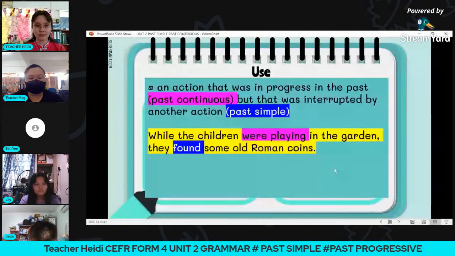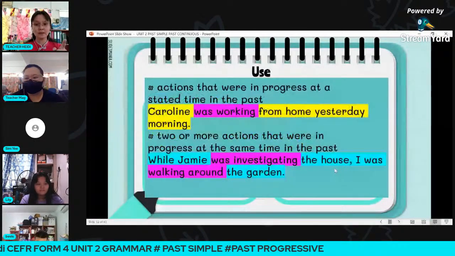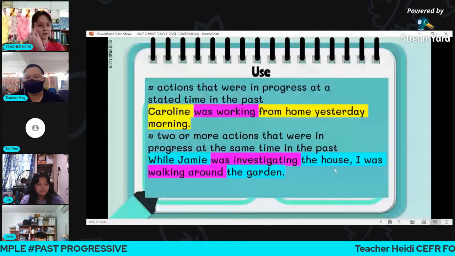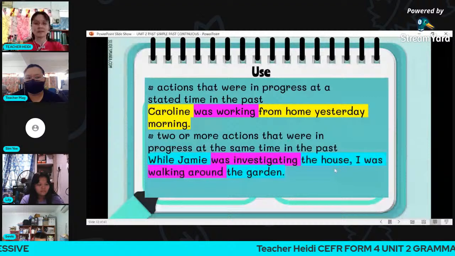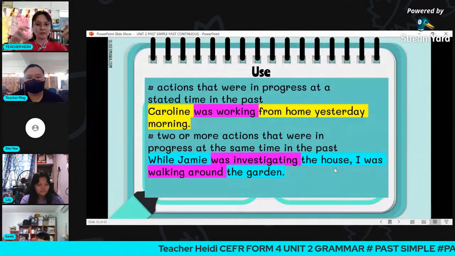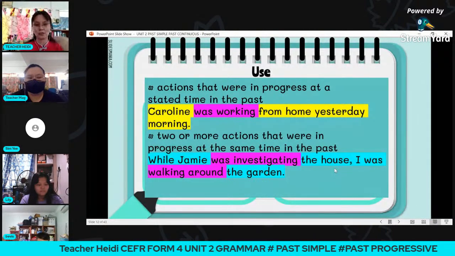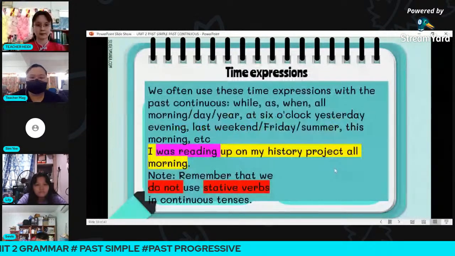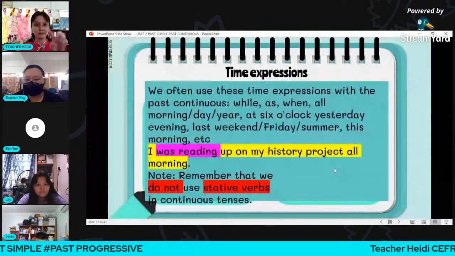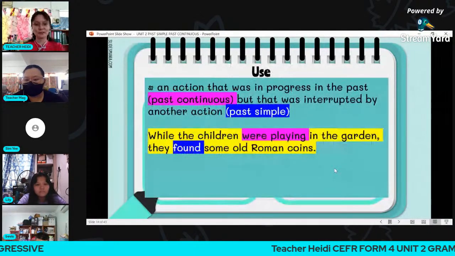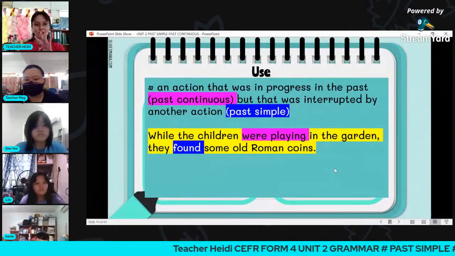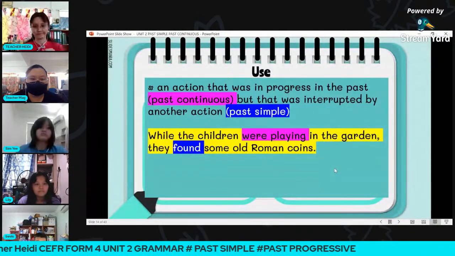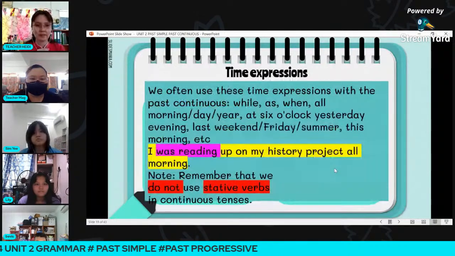Look back at the while sentence just now. While Jamie was investigating the house, I was walking around the garden. This is not something that interrupts. It's not an interruption, but some action which interrupted it. All right, let's go to the next one. Please take note of this one. Normally you can see things like the telephone ringing, or the door knocking, or something dropped. Now let's have Lily.